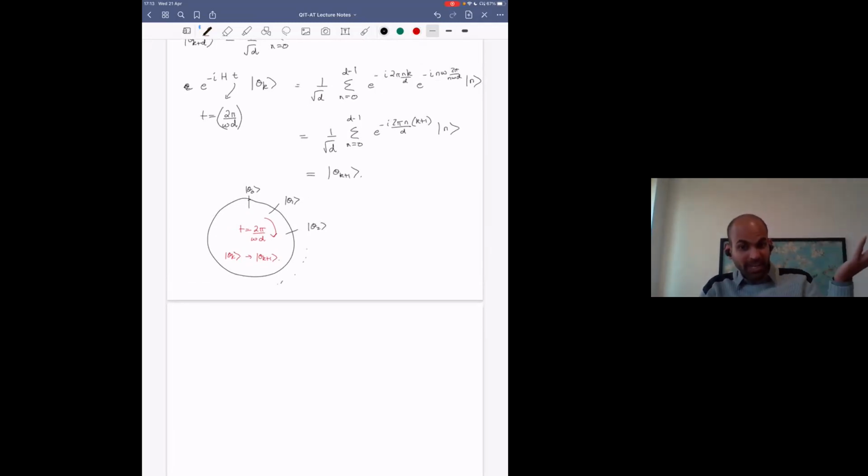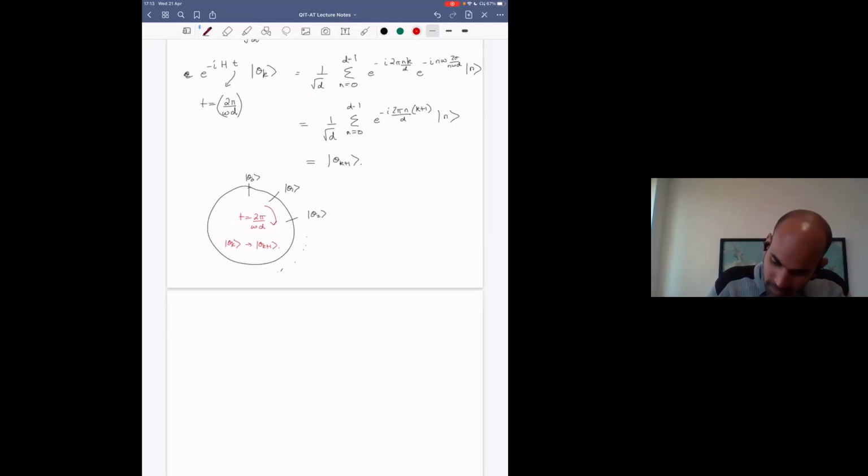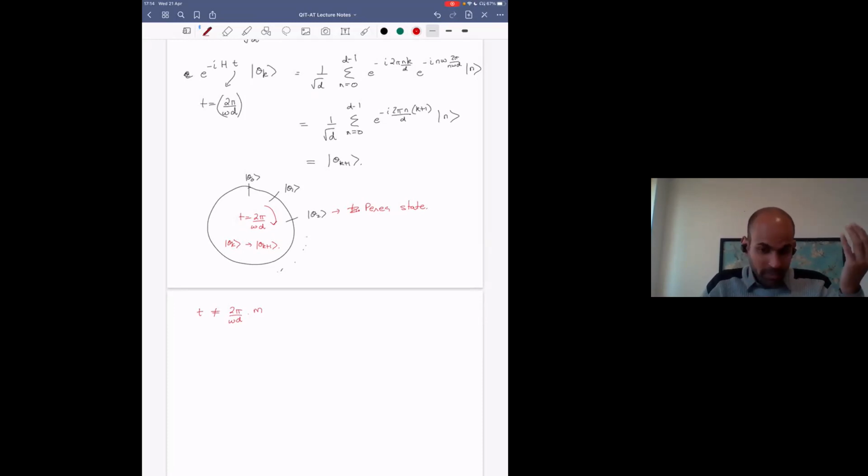So we have now a quantum mechanical version of our hand clock, which seems very nice. The reason that this fails to be as good as what we would consider a classical clock with continuous time is the following. What happens if t is not equal to 2 pi by omega d times some integer? So we know that in 2 pi by omega d, you go from one, let me call them Peres states, because Peres is the one who studied them in a bit more detail, to the other, in integer multiples of this time. But what happens if I do something in a non-integer multiple of this time?